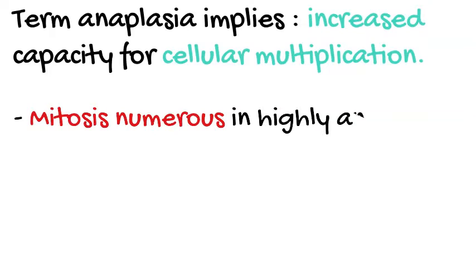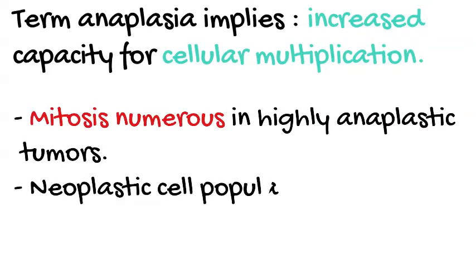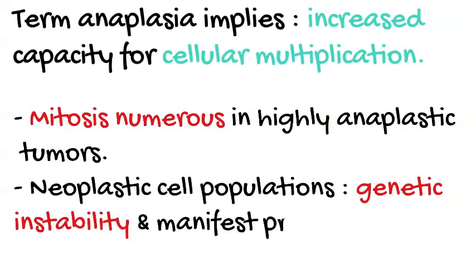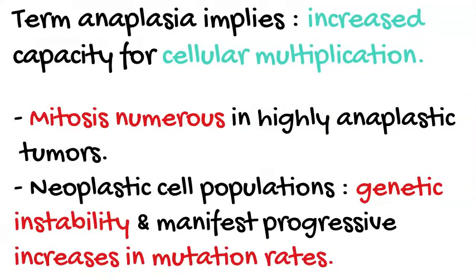Mitosis is numerous in highly anaplastic tumors. The neoplastic cell population may show considerable genetic instability and manifest a progressive increase in mutation rates. Consequently, there will be an increase in the tumor growth fraction. Increasing degrees of anaplasia translate to more aggressive tumor invasion and progression.